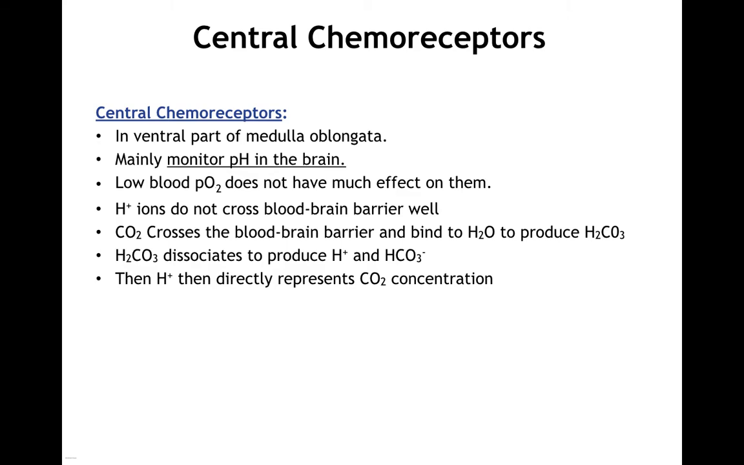If there are high levels of carbon dioxide, they cross the blood-brain barrier and in the brain combine with water to produce carbonic acid, H2CO3. That carbonic acid almost immediately dissociates to produce hydrogen ions and bicarbonate ion. That means, in a roundabout way, the hydrogen ion concentrations in the brain are a direct reflection of the carbon dioxide levels.